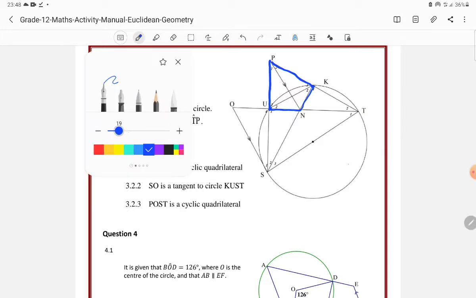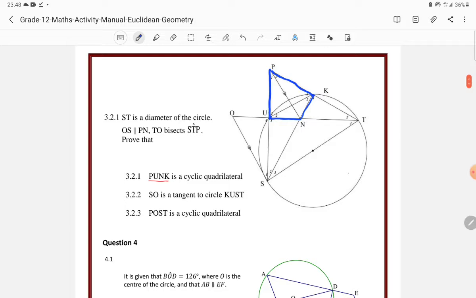Let me just give some things that we need to get in. We need to first remember what makes a quadrilateral cyclic. It's either the exterior angle of a quadrilateral is equal to the opposite interior angle. If that is the case, this quadrilateral is cyclic. Or the angles from the same segment: if this one is equal to that one, or this one equal to that one, or the last pair, this one and that one. If these pairs of angles are equal, then this PUNK would be a cyclic quadrilateral.